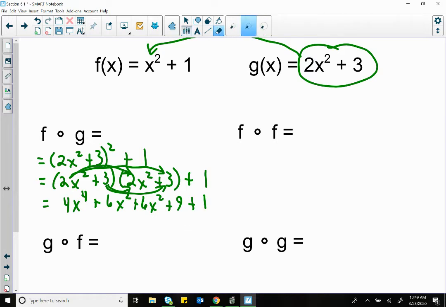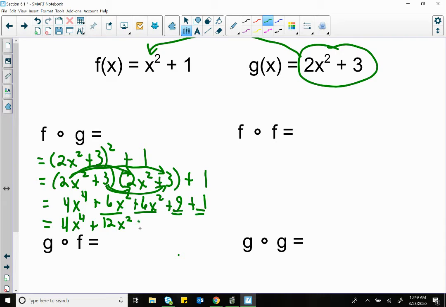So in the end, when we combine all like terms, we get 4x to the fourth. The x squareds are going to get together and become a positive 12x squared. And the 9 and the 1 get together and become a plus 10. That is the function they want. Okay? Go ahead, pause the video, give these other ones a try.